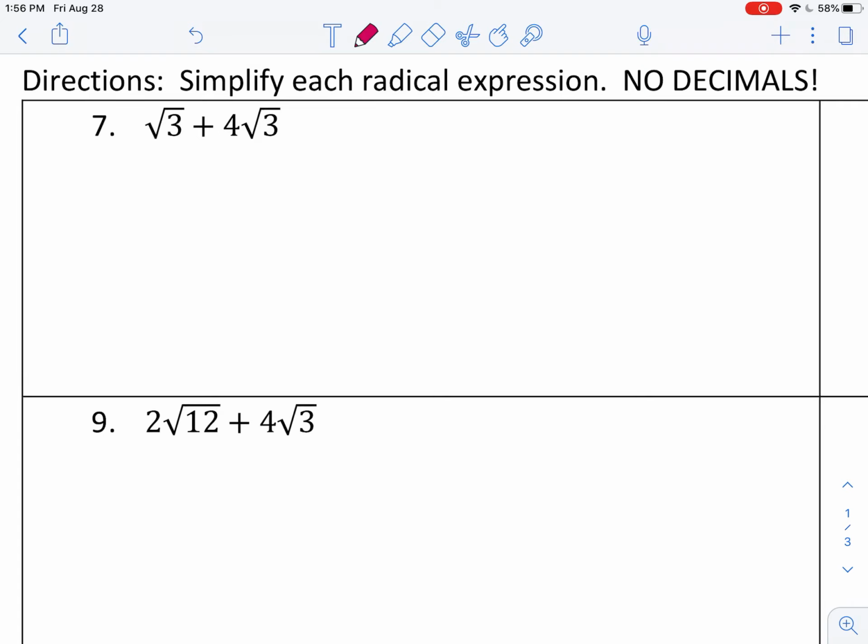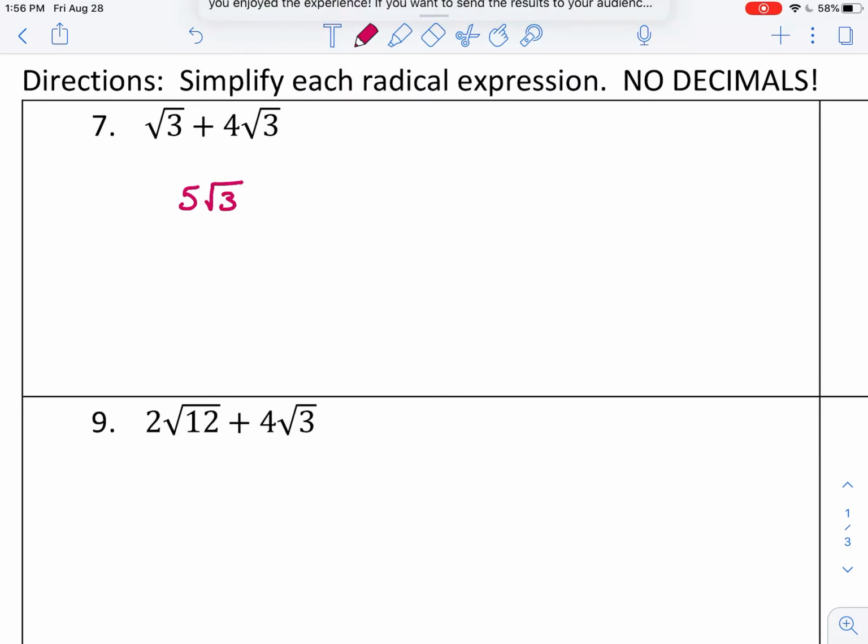If they're like terms, you can add them. So for number 7, root 3 plus 4 root 3, that has the exact same number under the radical. Now, this is like saying I have a root 3 and then somebody gave me 4 more root 3s. I have a lot of root 3s. Specifically, there would be 5 of those root 3s.